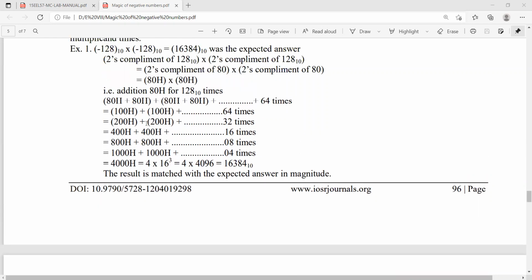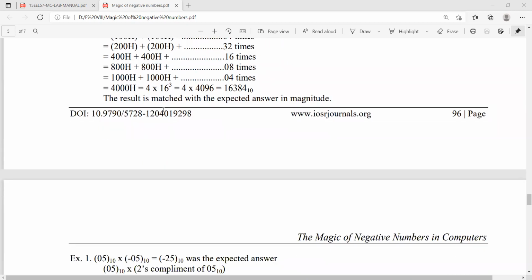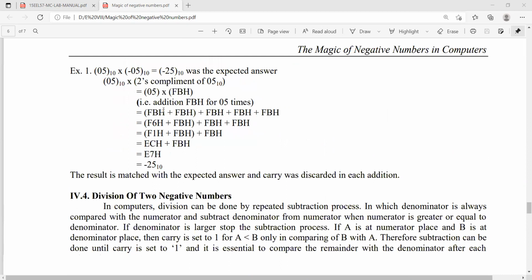So here various examples are there. Maybe 100 plus 100, 200 plus 200, 400 plus 400. Sometimes we can add. All these are examples of repeated addition. Whatever the number you want, you can repeat it several times like that. Okay, so that is the general methodology used.